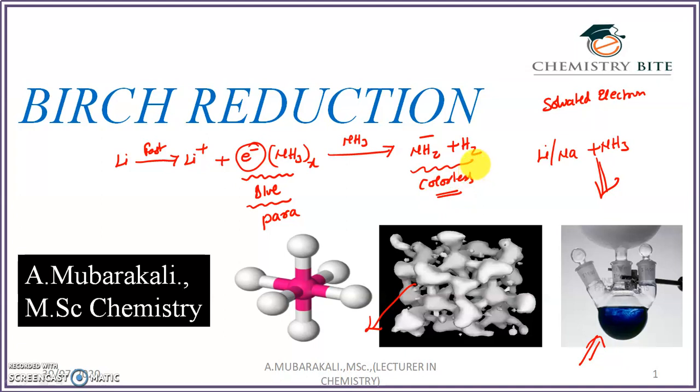Now in the Birch reduction, we use the blue solution with the solvated electron as a reducing agent. The reduction of ammonia to NH2 minus and H2 is quite slow, and a better electron acceptor will get reduced in preference. So before ammonia gets reduced to NH2 minus, if we add any substrate which can accept the solvated electron, this solution will reduce that substrate. For example, if we take benzene, benzene easily accepts this electron. This electron will enter into the lowest unoccupied molecular orbital of the benzene.